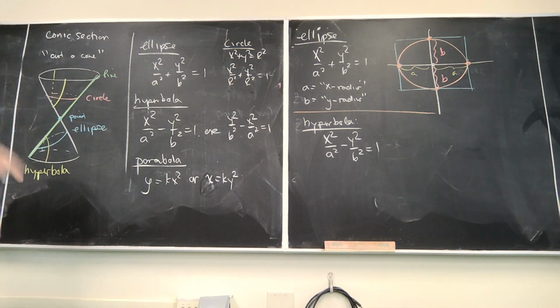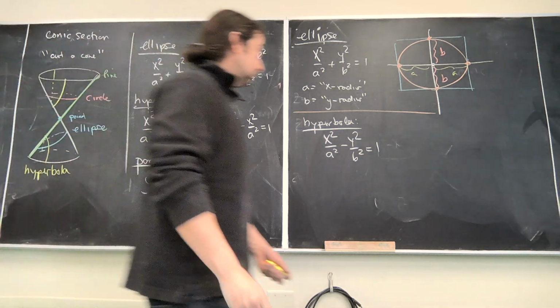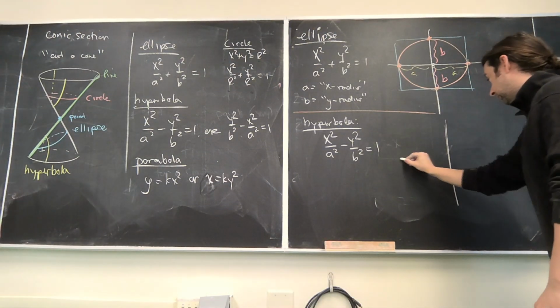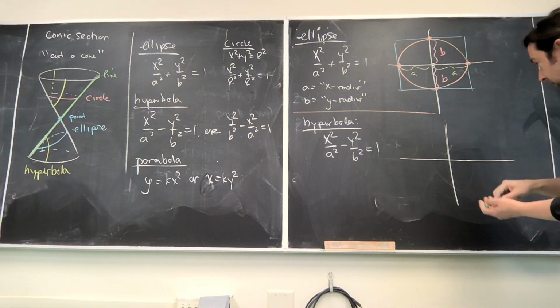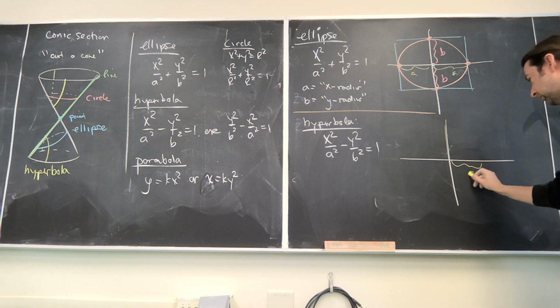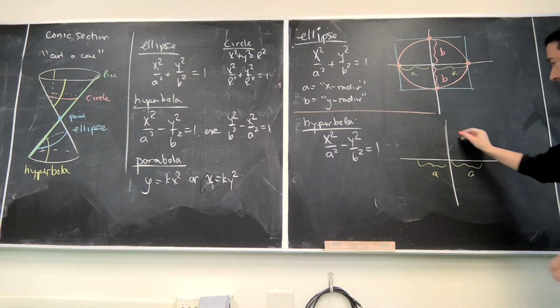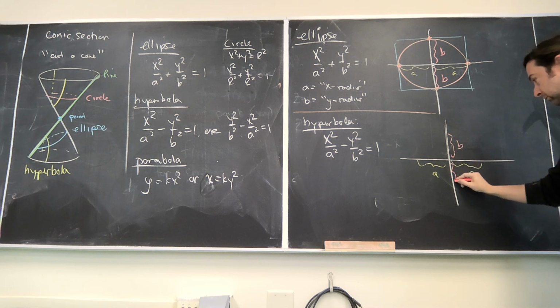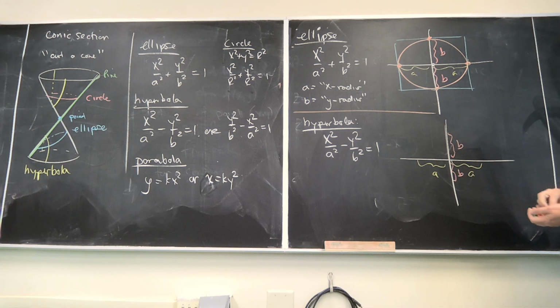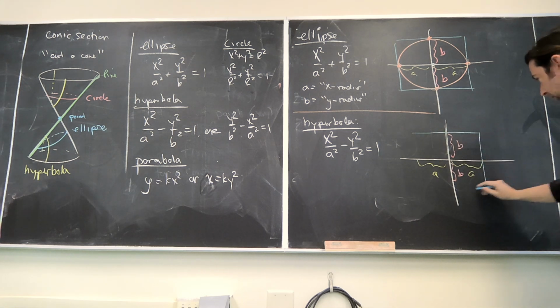I'm going to draw the same exact rectangle. I have an A radius, or an X radius A, and a Y radius B. I'm going to draw a rectangle containing the ends of those things.